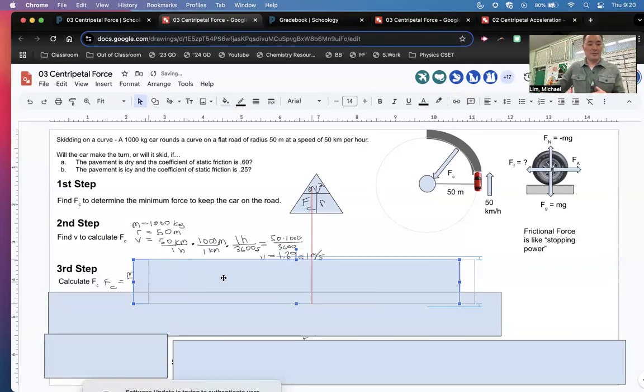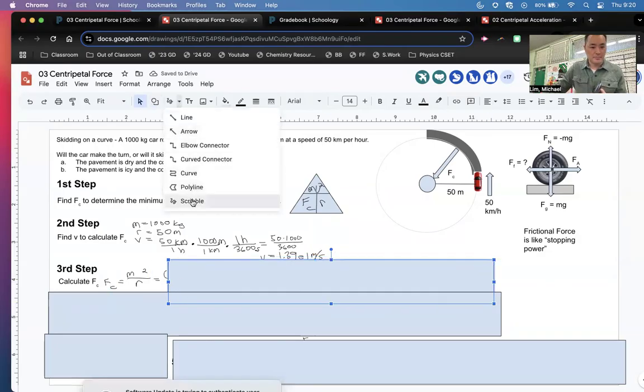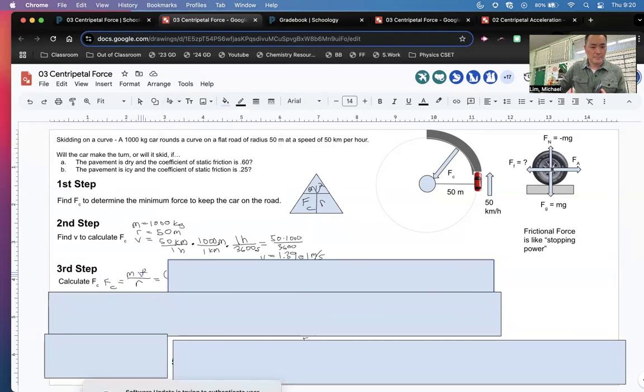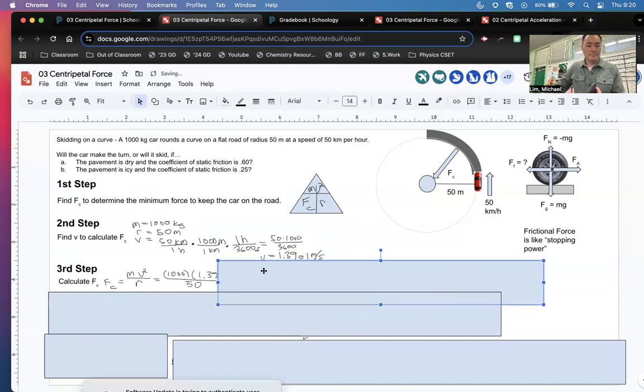We're not including friction. So the equation is F sub C equals M times V squared over R. Oh, that maybe didn't carry over. Let me write that down. So if we plug it in, it's going to be 1,000 times 1.39 E to the 1 squared divided by 50.